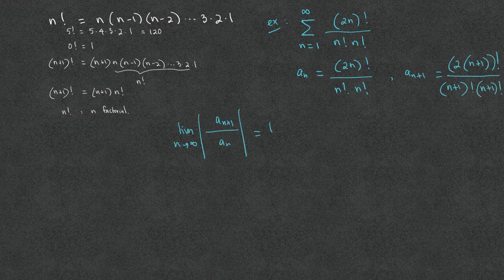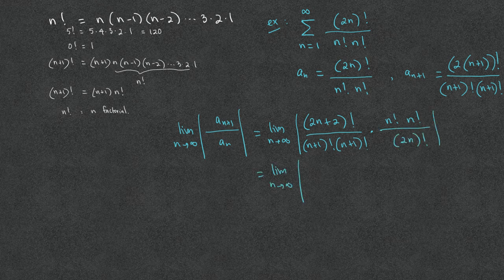The limit of the ratio a sub n plus 1 over a sub n is the limit of a sub n plus 1 times the reciprocal of a sub n. But (2n+2)! can be rewritten as (2n+2) times (2n+1) times (2n)!. And (n+1)! can be rewritten as (n+1) times n!.